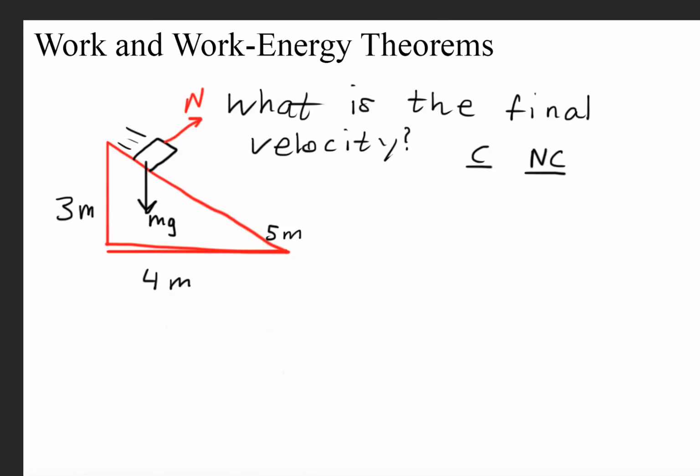Now let's go ahead and label what our conservative forces are. In this scenario, we have the force of gravity. That is a conservative force, and the normal force, or F sub n, is categorized as a non-conservative force. So, recapping real quick, first we draw our free body diagrams and figure out what our forces are. Then the next step is to identify which forces are conservative and non-conservative.